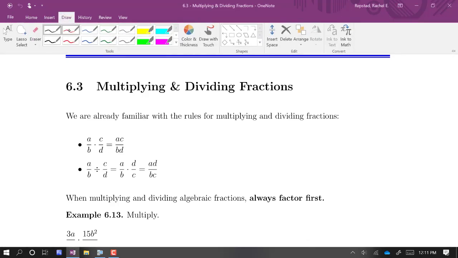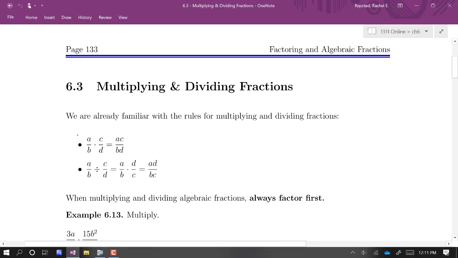We already are familiar with these rules. We looked at multiplying and dividing expressions back in Chapter 2. So we know that if I'm finding a product, I just multiply straight across, right? Put that product up top, multiply straight across the bottom, put that product on the bottom. I know that if I'm dividing, the first thing I'm going to do is flip the second one over, right? We change it into a multiplication problem. The first fraction is the same. We flip the second one over. Dividing by a fraction is the same as multiplying by its reciprocal, and then we've turned it into a multiplication problem.